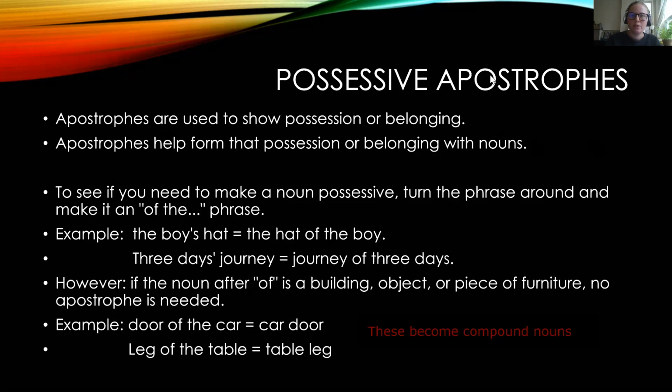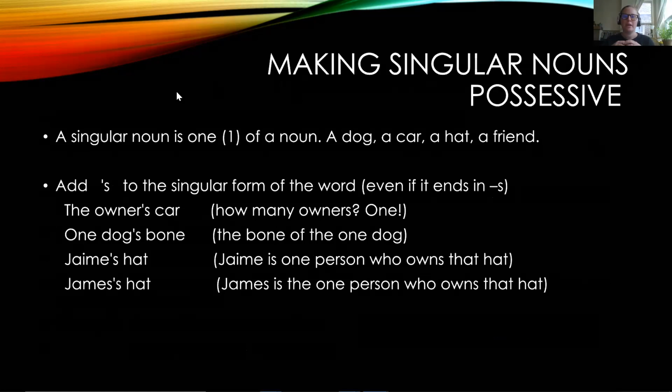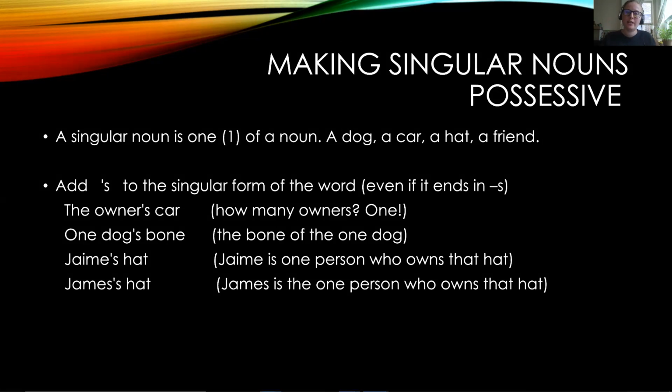Okay. So let's look at how to make singular nouns possessive. A singular noun is a person, place, or thing that there is one of. So often these will be countable nouns, right? A singular noun is one of a noun: a dog, a cat, the hat, a friend. We can use "the" and "a" both to refer to one, or we could say one dog, one cat, one hat, all of that.